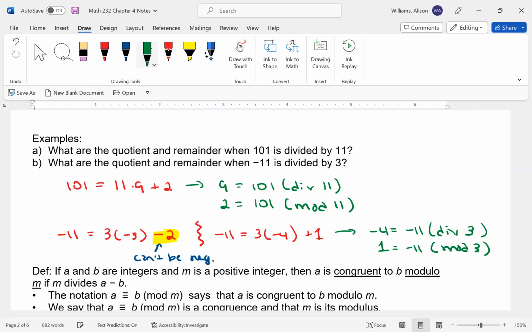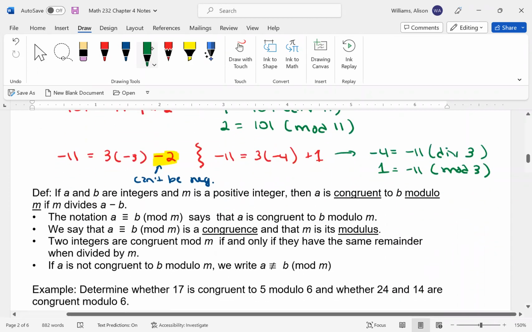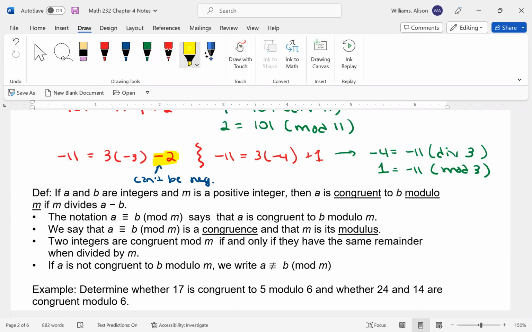All right. Now we're going to abandon the quotient notation, the div notation, and focus in on the mod notation. So here we go. Definition: if A and B are integers and M is a positive integer, then A is congruent to B modulo M if M divides A minus B. All right, we use this notation to represent that. That says A is congruent to B mod M.